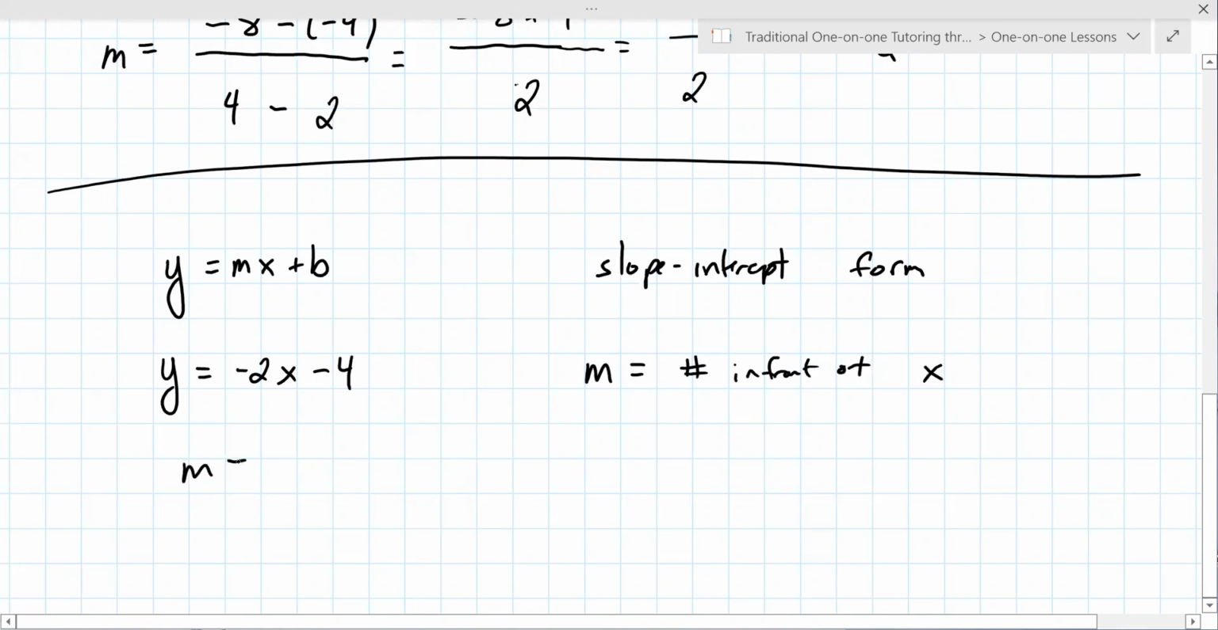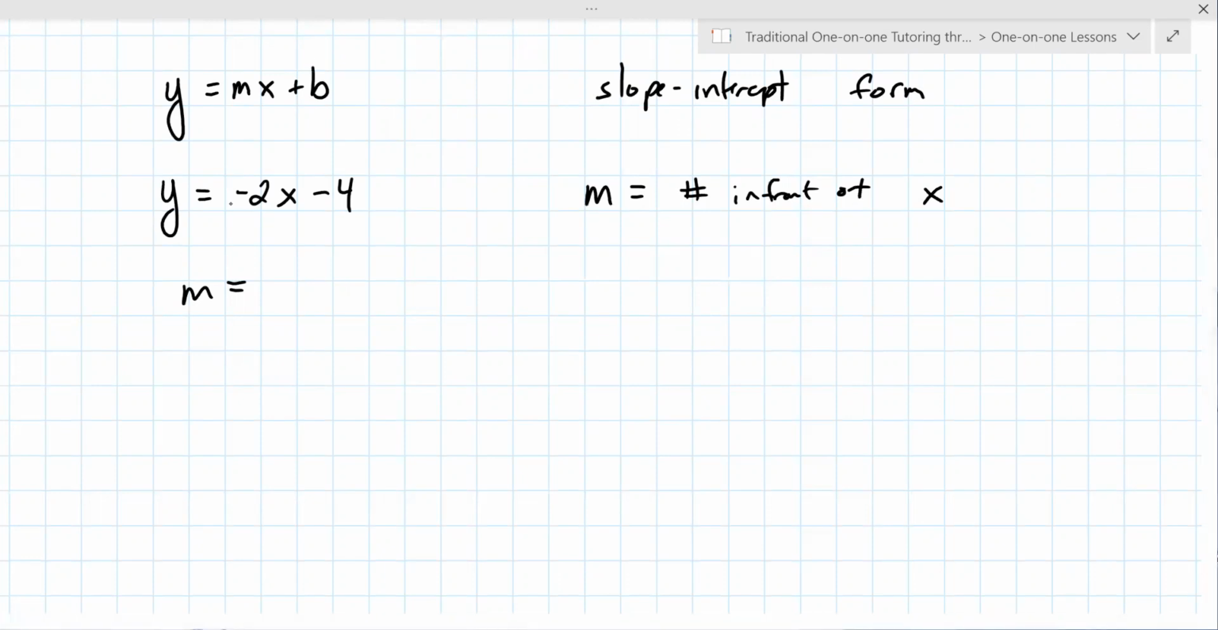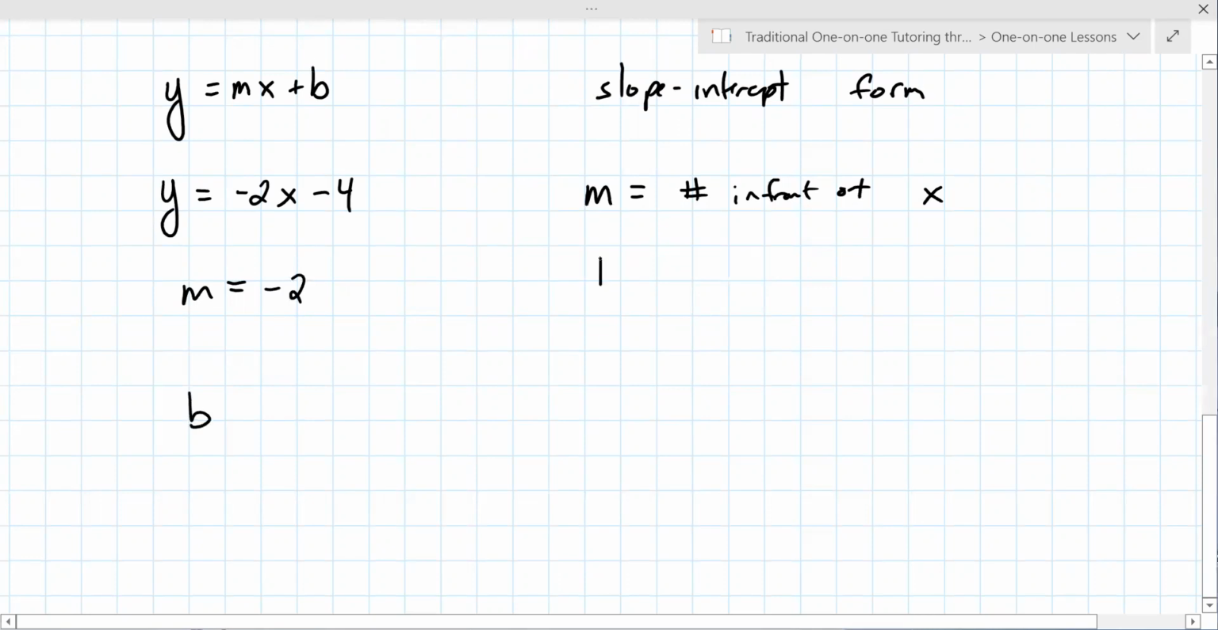What is the number in front of x? The number in front of x is -2. The b value, the intercept, is the other number. What is the other number here?